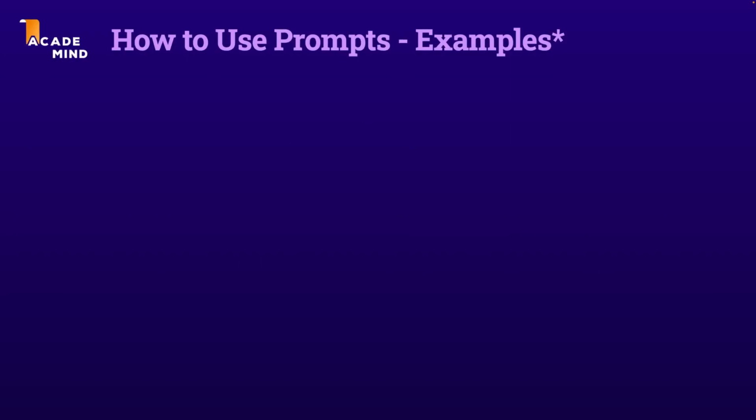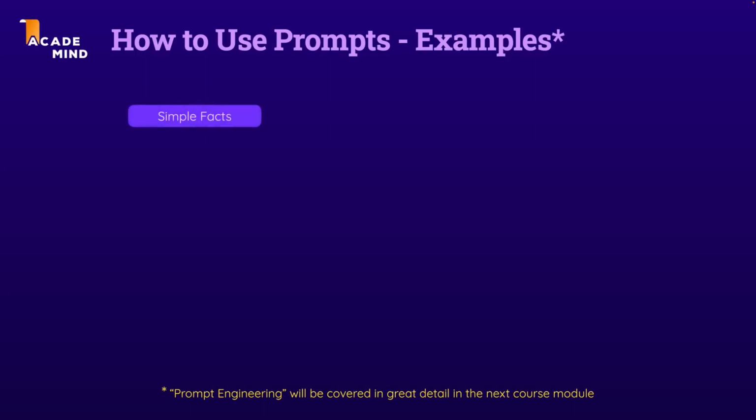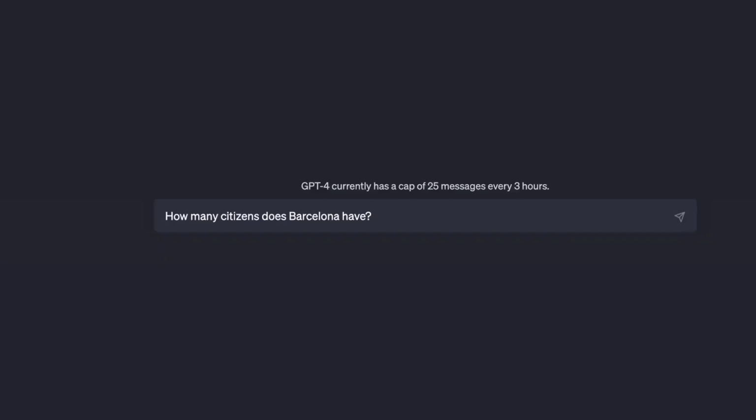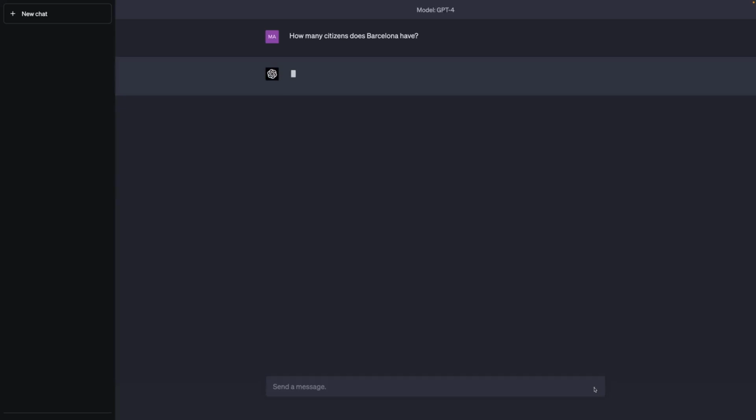Some basic examples only though, because in the next module, we'll dive into prompt engineering, and there we will learn all about prompts and how to write the perfect prompt for your needs. This lecture is just about the basics though, so let's get started with prompts which simply ask for simple facts. Such a prompt could be, how many citizens does Barcelona have? This is a simple fact-based question.